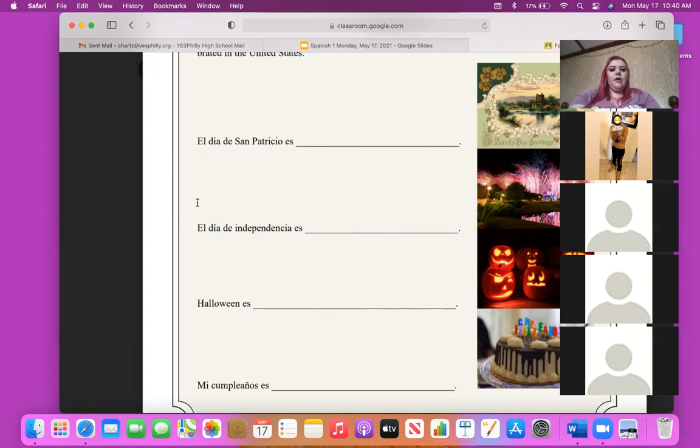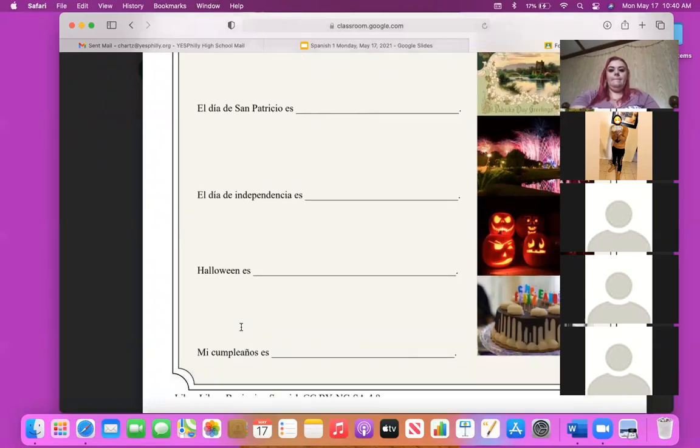It has El Día de Independencia es, and that's the 4th of July. So that would be El 4 de Julio. And like I said, you could put the day of the week, you could put the year, it doesn't matter. And Halloween is always October 31st. So that would be El 31 de Octubre, right?